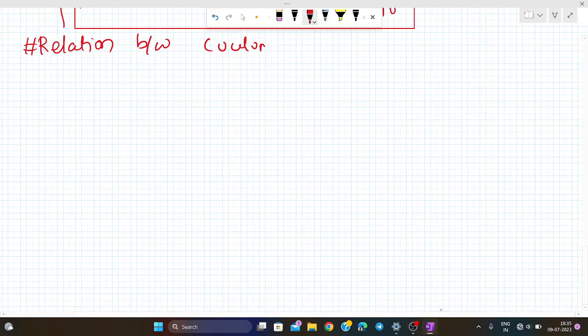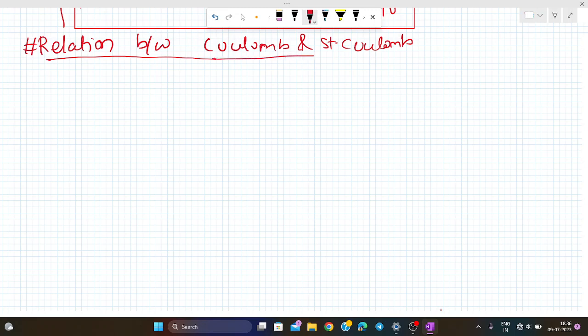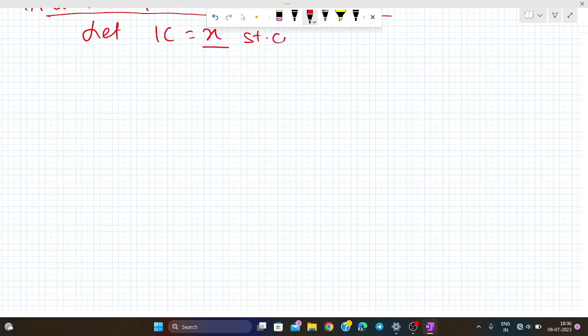The relation between coulomb and stat coulomb. I am doing the derivation for you also, you don't have to worry about it. Sometimes it acts as a 3 marks or 4 marks question. So, start the derivation. Let 1 coulomb be equal to x stat coulomb.